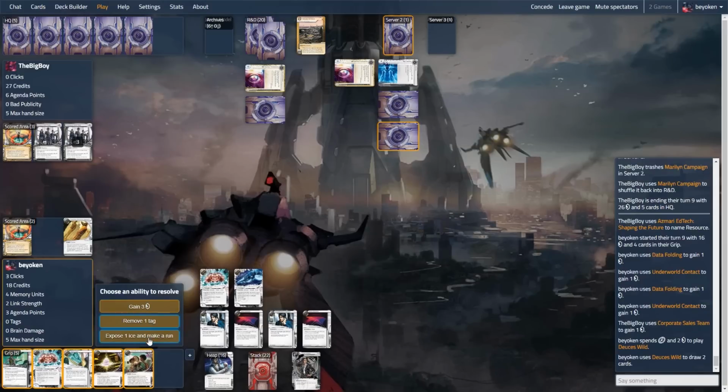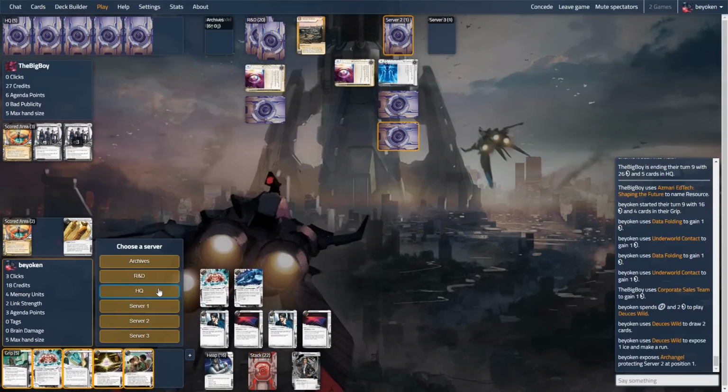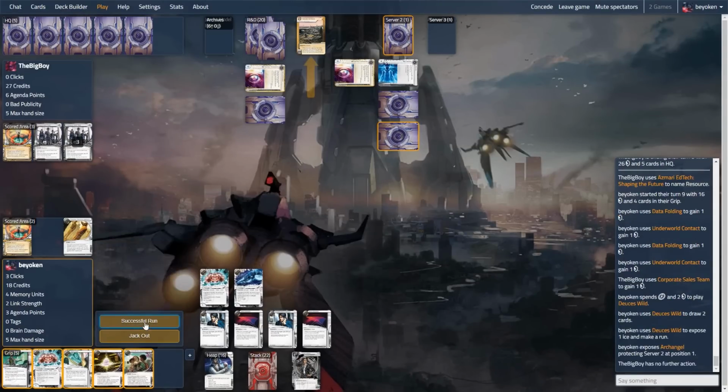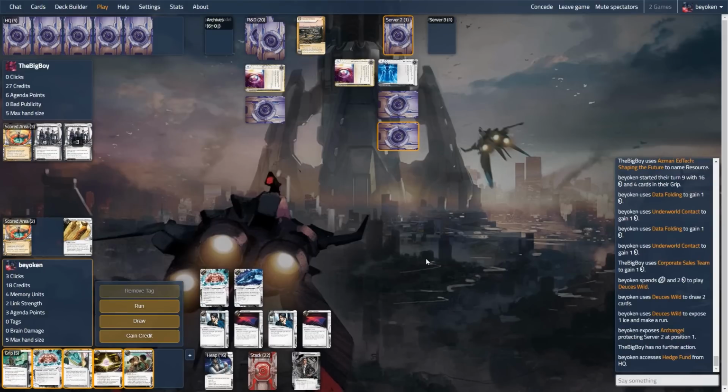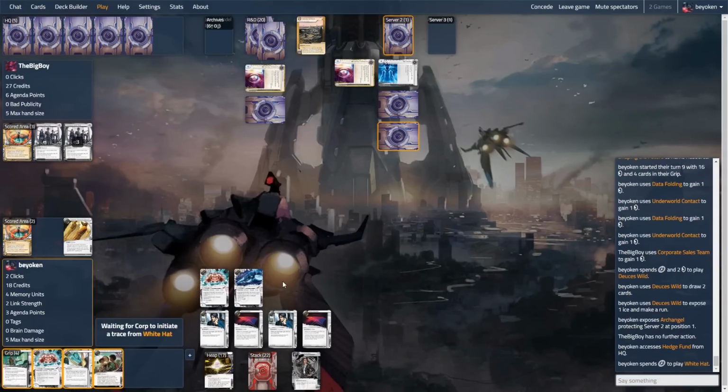Now I'm going to Deuces Wild here, and it actually draws me into a couple of trace based cards. The Another Day, Another Paycheck current, as well as the last copy of White Hat in my deck. I'm going to do a White Hat here, having made the run with the Deuces Wild. I exposed Archangel on the remote, and then I made a run on HQ.